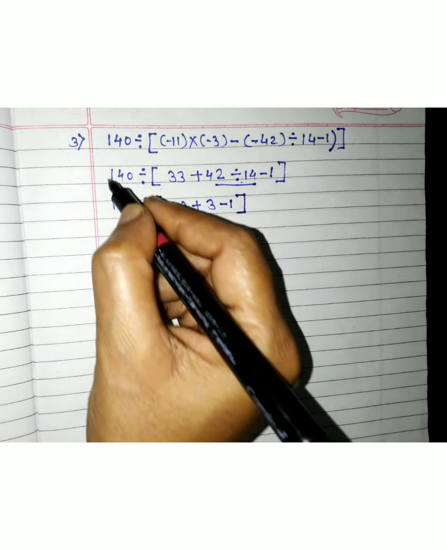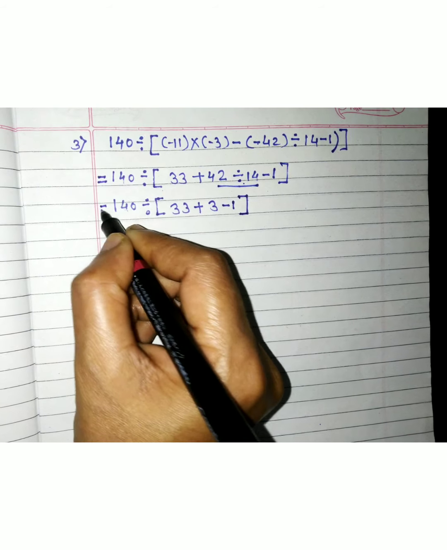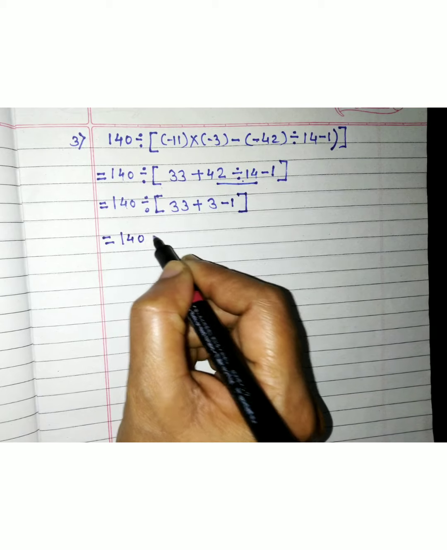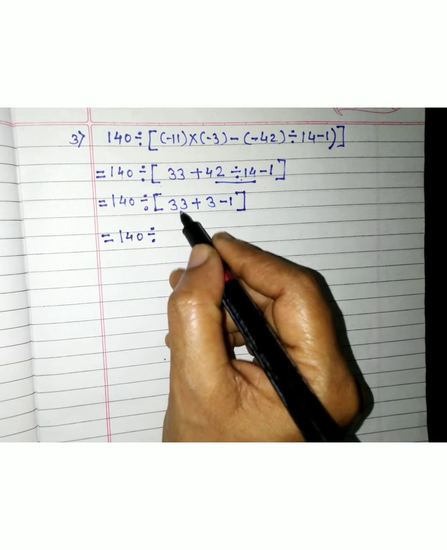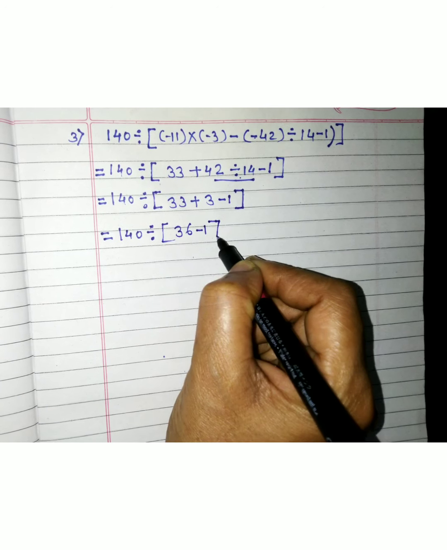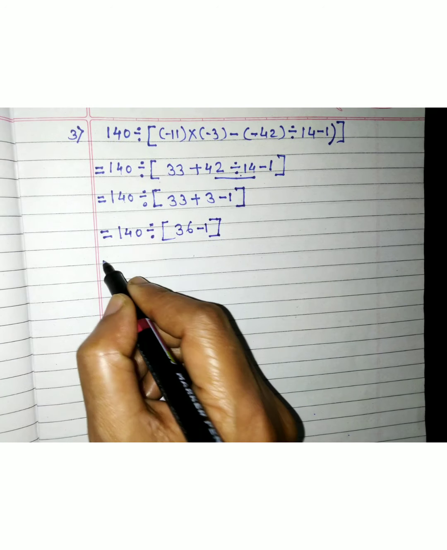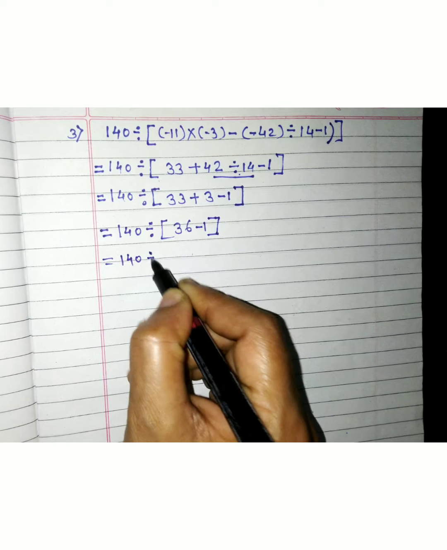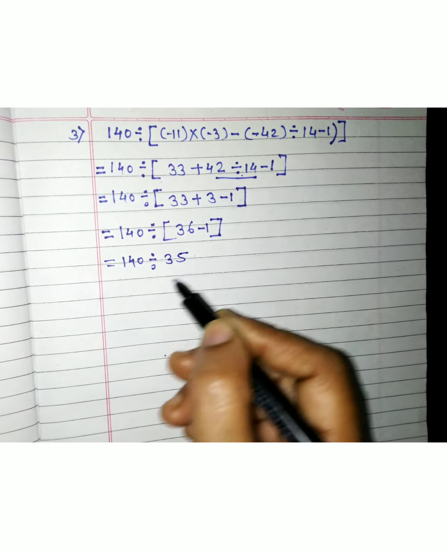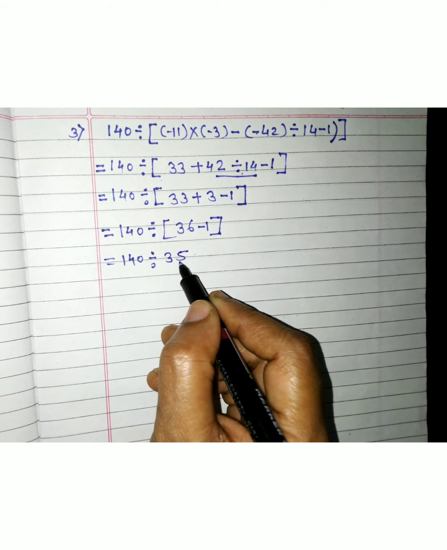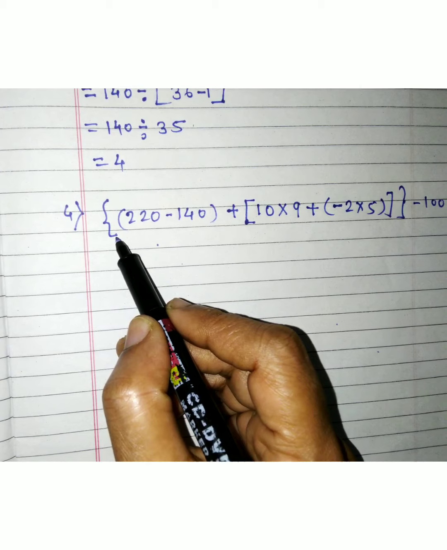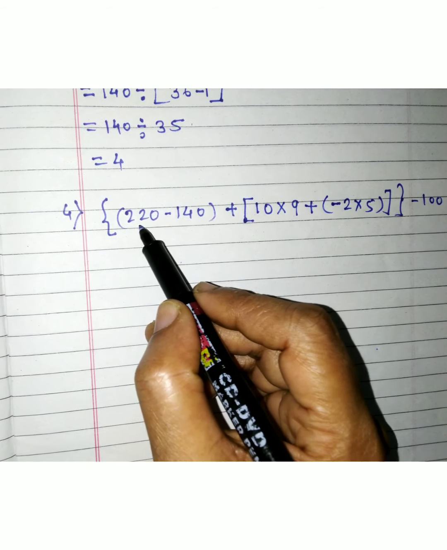square bracket complete. We will put the equal to sign here: equal to 140 divided by 33 plus 3, 36, minus 1, square bracket complete. 140 divided by, now we will solve this bracket, 36 minus 1, 35. So 140 divided by 35, answer is 4. We will solve the fourth example in curly bracket.